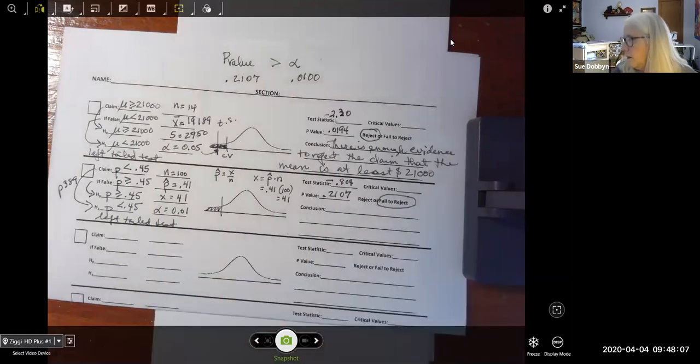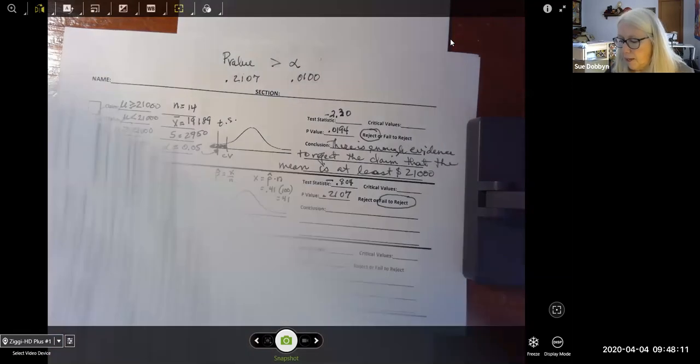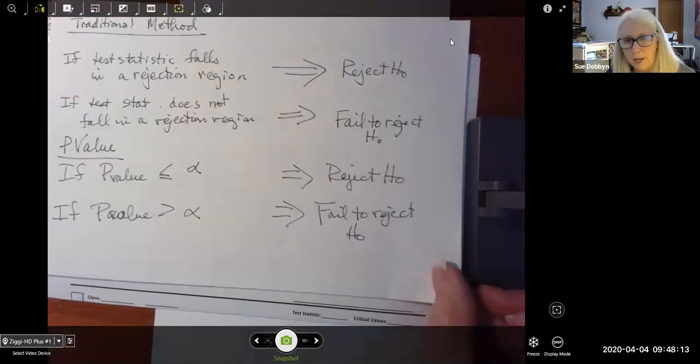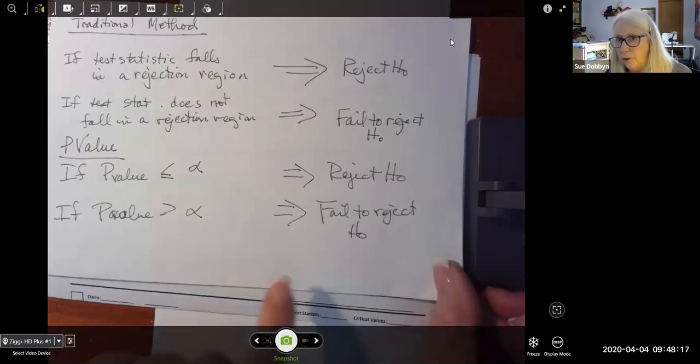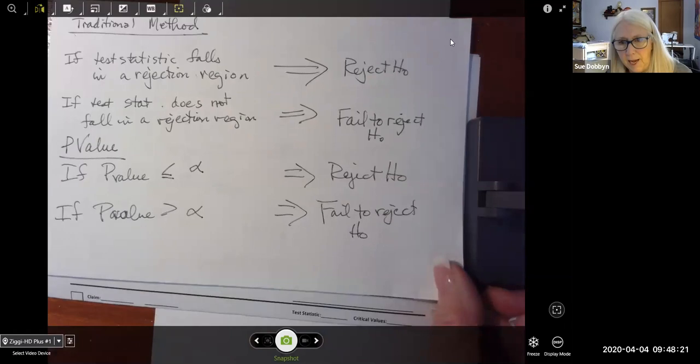Again, this is based on this idea here, okay? So if you didn't write this down or you didn't take a picture of it, here's another opportunity for that. Okay?